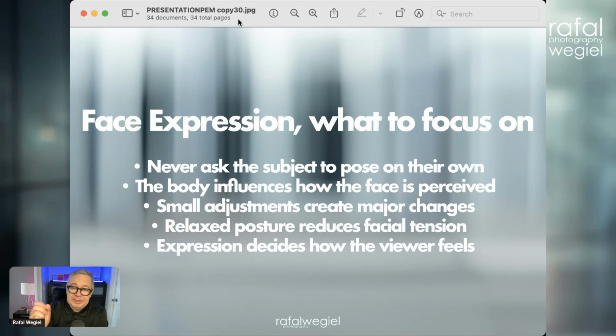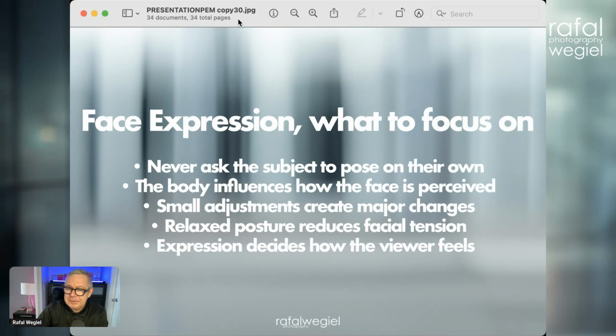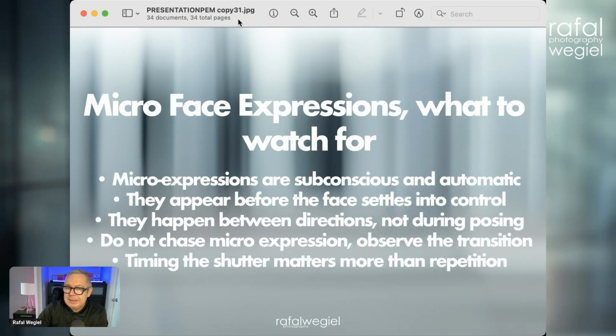Okay, face expressions. Let's summarize. Never ask the subject to pose on their own. Sorry, I think I missed that. I think I just put the same ones.